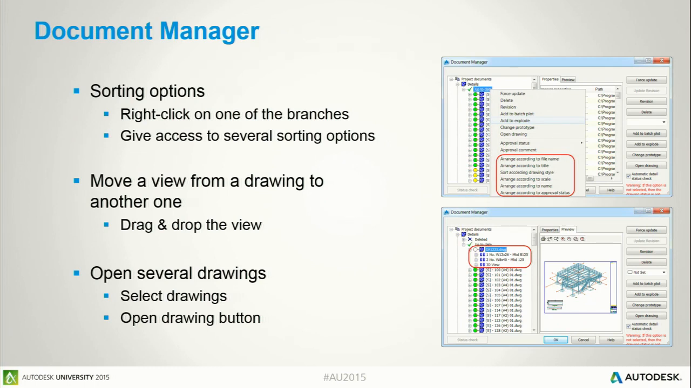About the document manager, when you have a lot of drawings like that, maybe you would like to sort them, and you have some possibilities. With a right click, you can sort them according to the file name, the title, or the drawing style. So you have some tools to filter them. You also have the possibility to move a view from a drawing to another one. It's quite easy, just drag and drop a view from a drawing to another one, and this view will be moved automatically. You can open one drawing at a time, just select it and press open drawing, or select it and double click. But you can also open several drawings at the same time, which can be very useful to compare drawings, for example. So this is a way you can move a view from a drawing to another one.